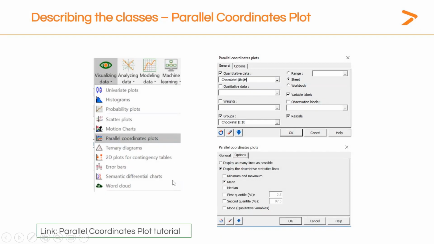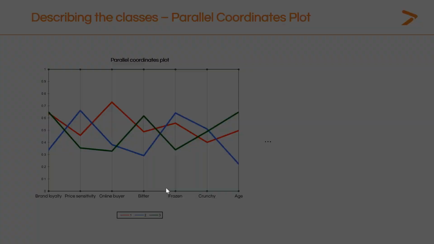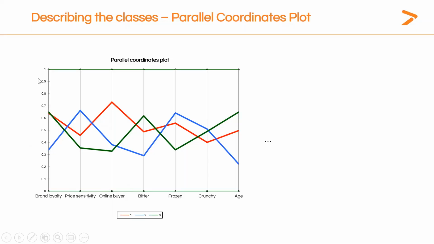Otherwise, we can also draw parallel coordinates plots. So you can follow this tutorial to see how to obtain it. And this is how it looks like. So we have on the x-axis all the variables that were used for the AHC. We can also use other variables which weren't used in the AHC, of course. And each line represents one class or one segment or one group.